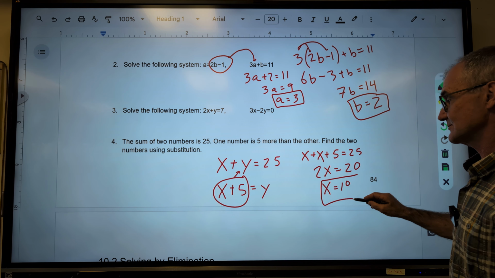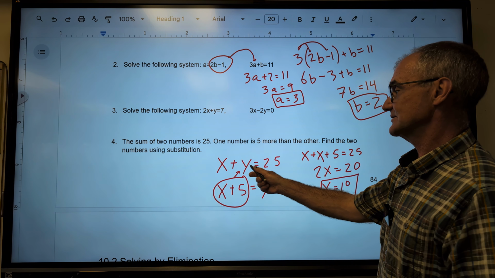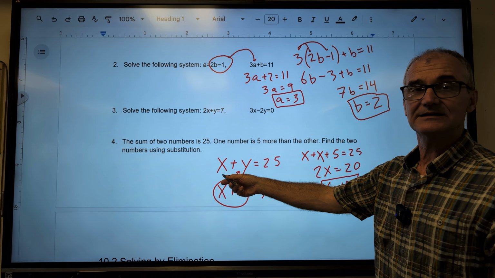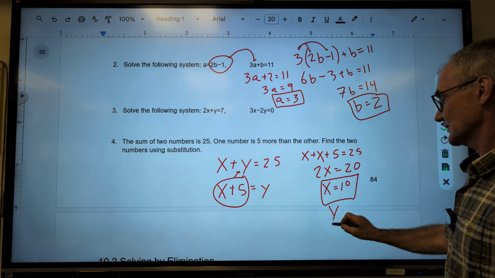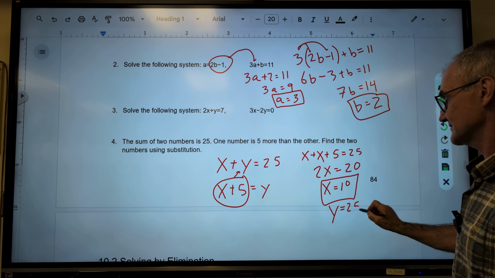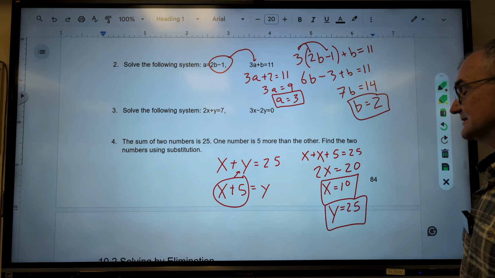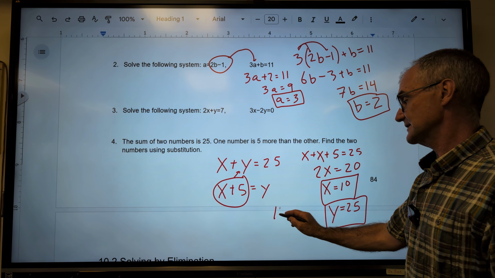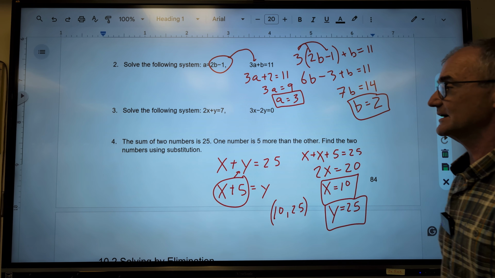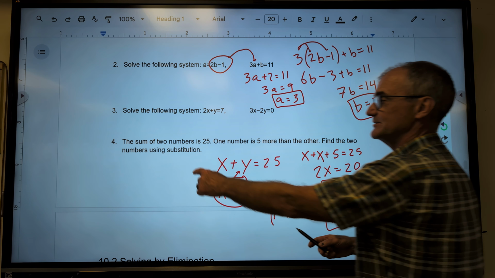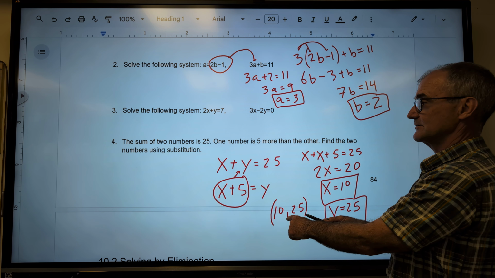When x is equal to 10, what is y? So I plug that 10 in here. 10 plus what equals 25? Y is equal to 25. Now that I have my solution, my ordered pair, 10, 25, x first and then y, see if it holds true. The sum of two numbers is 25. Something's wrong.